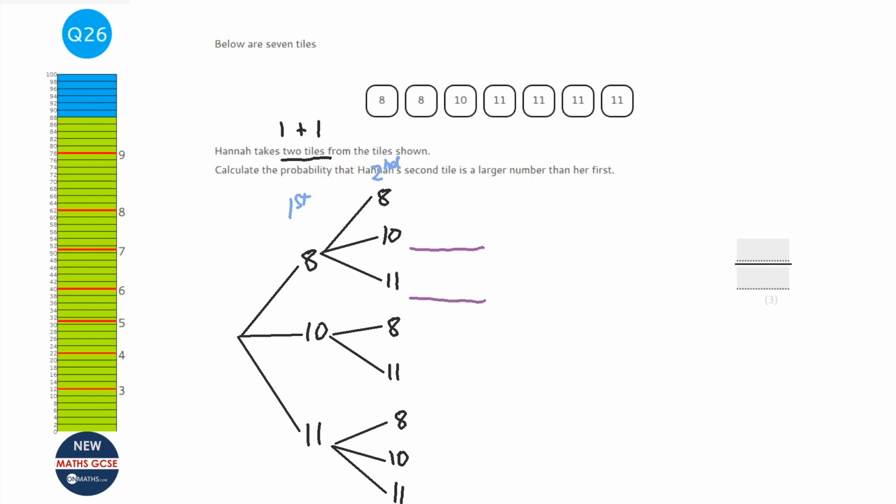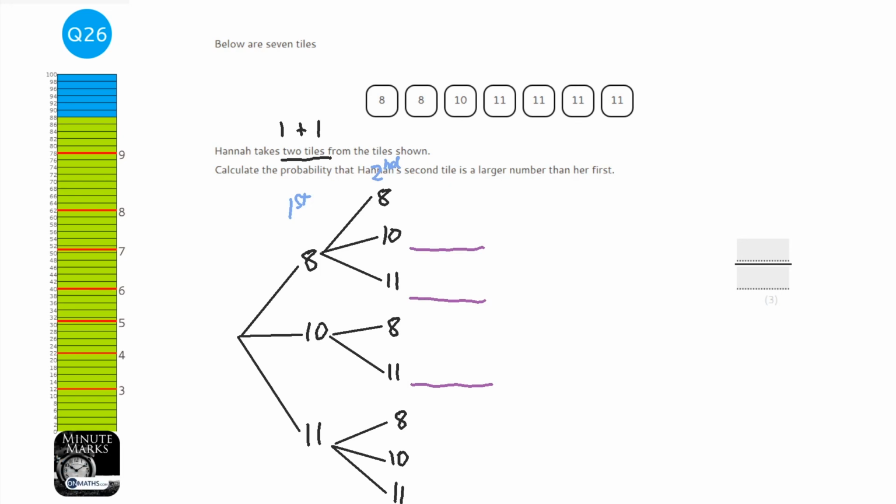If you pick a 10, then you can pick an 11, and that's larger. And if you pick an 11, you can't get a larger secantile. So there's 3 outcomes you can get with this, with the secantile being larger: 8 and 10, 8 and 11, and 10 and 11. Okay, next we need to work out the probabilities.